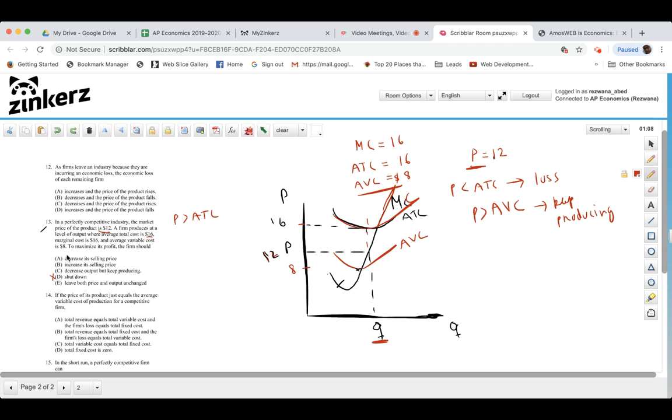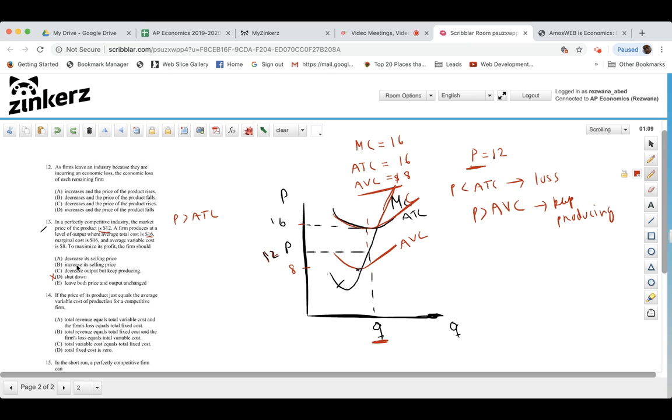And now I want you to look at answer choices A and B and tell me what you think about those. So decrease its selling price or increase its selling price. That's not true. Okay, and why not? They cannot do that. Exactly. Why not? Because it's a perfect competitive market. Exactly. I'm so glad you're understanding this.